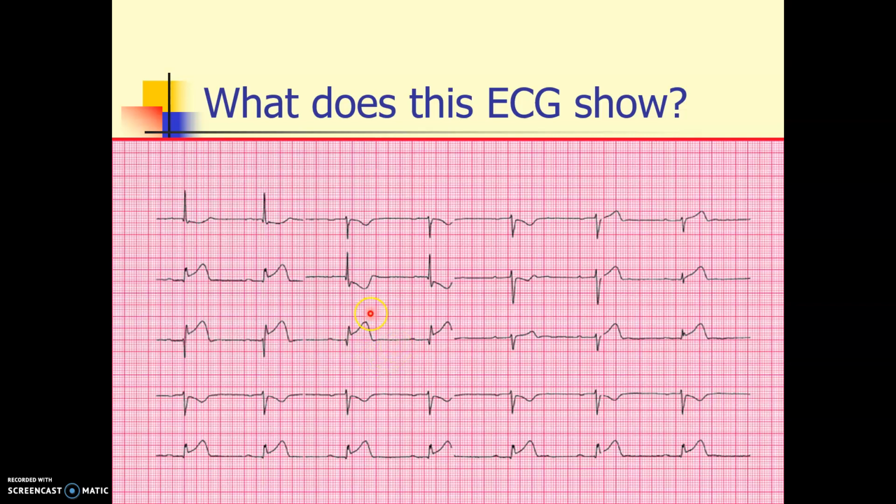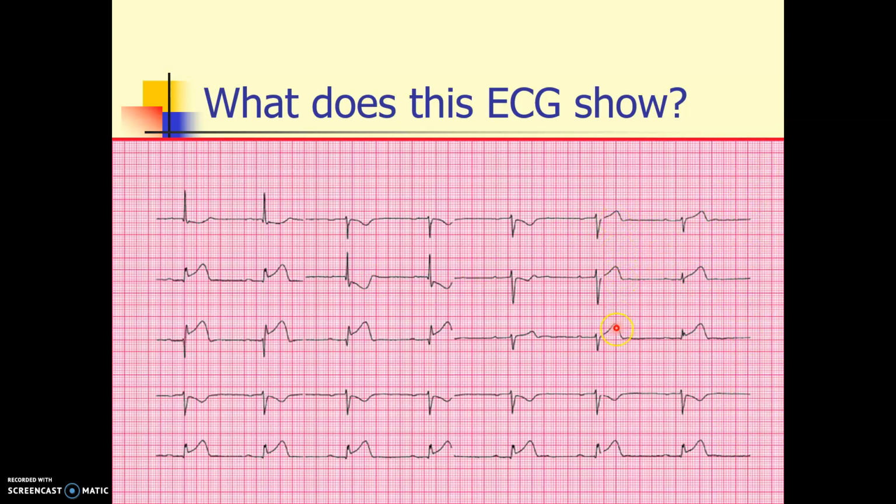Okay, some of you would have figured out that these represent the inferior leads. And then if we look at the lateral leads, 1 and AVL, we see ST segment depression with T wave inversion. These are reciprocal leads. Unfortunately, this ECG has been cut off and doesn't show V4, 5, and 6.